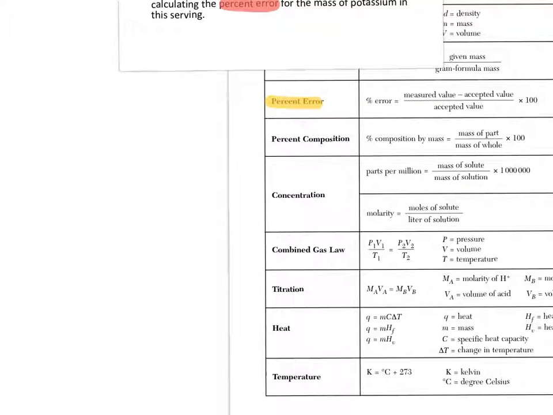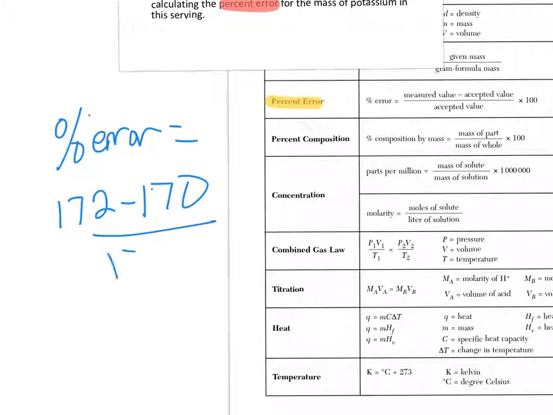To do this problem, all we have to do is write it out. Percent error is equal to 172 minus 170, over 170, times the whole thing by 100. And that is all we have to do, because all they want is a numerical setup. They don't want anything more than that.